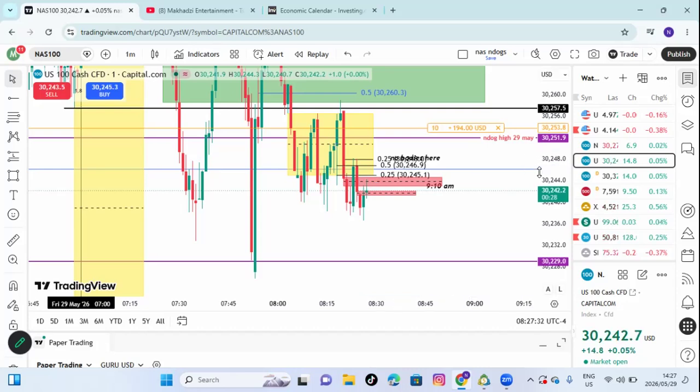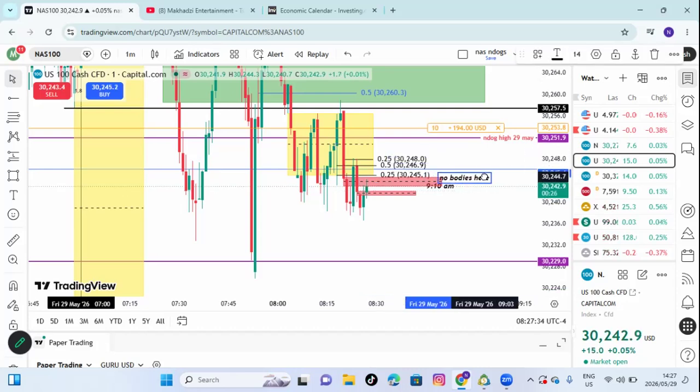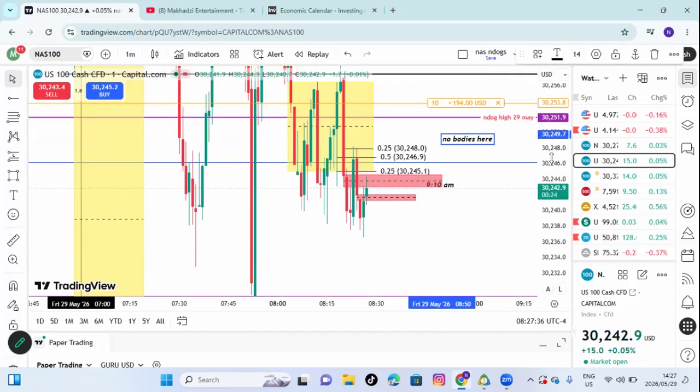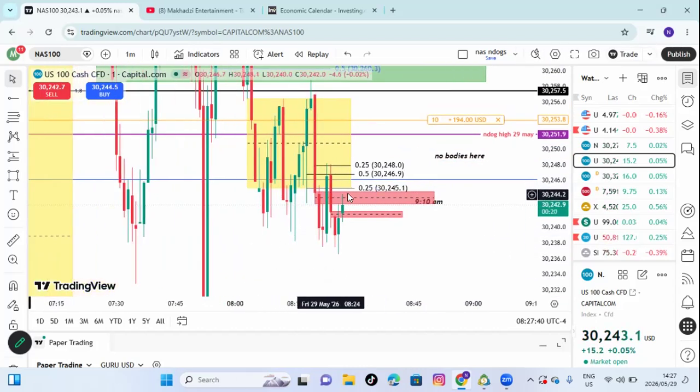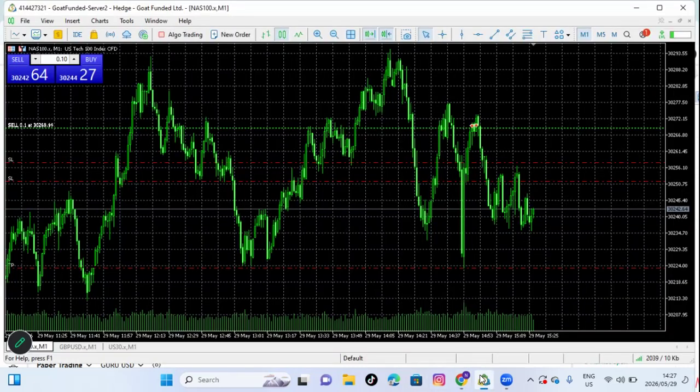Come on. Start moving. Start moving, Nasdaq. Okay. Now we're looking at this value gap here. Still good. Still good. Still good.